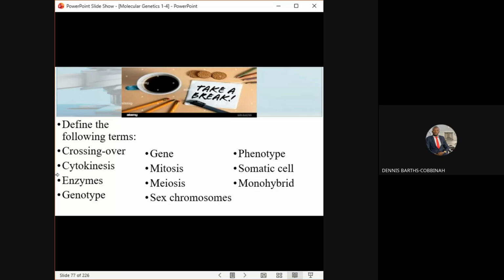So you cannot just walk to the hospital or health facility and say, I'm coming to check my genotype. That's the mistake most people make. It's not their fault.